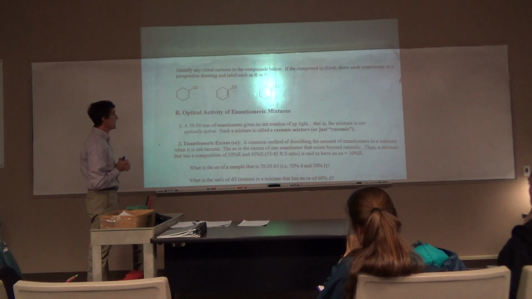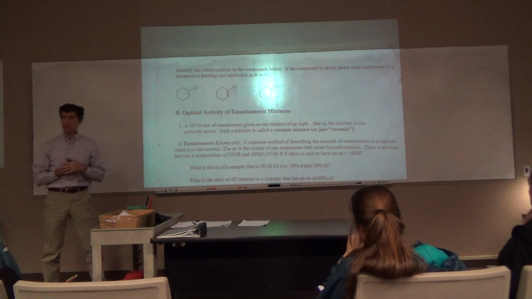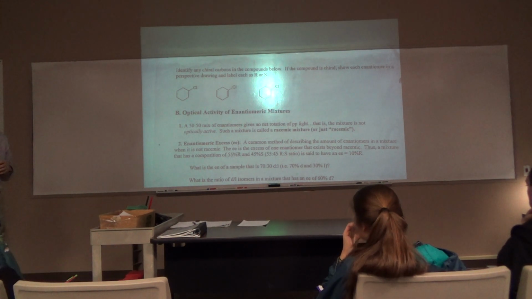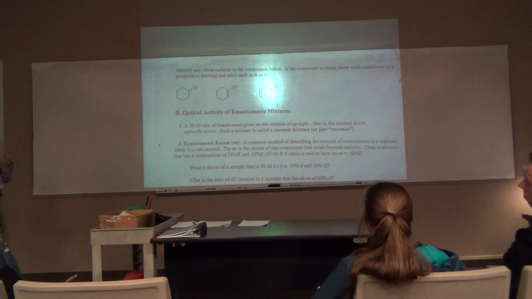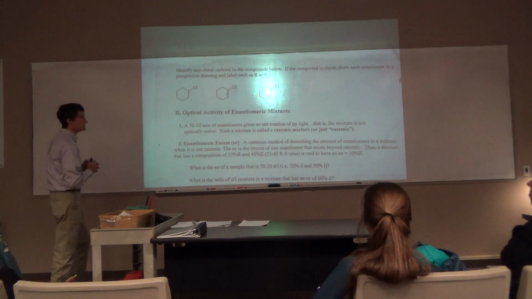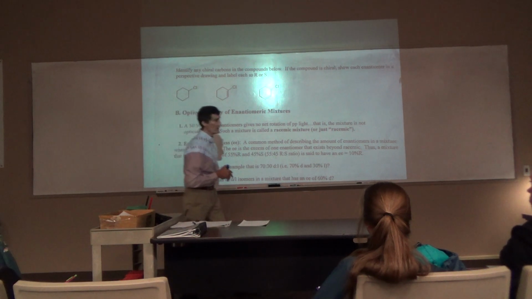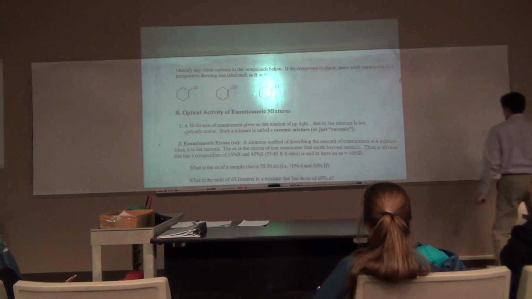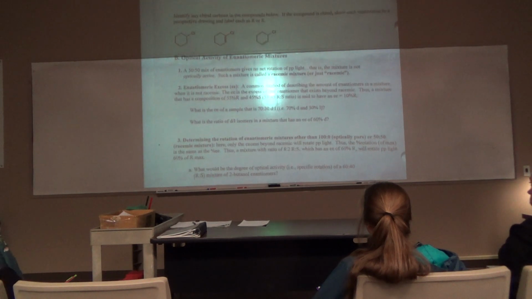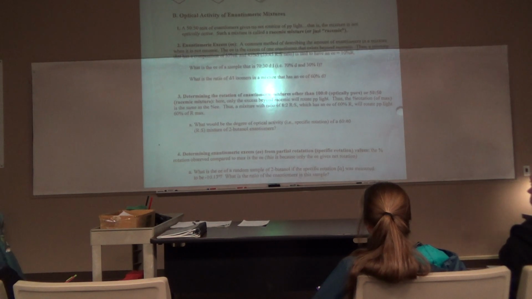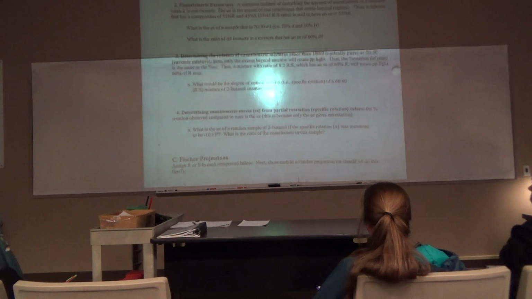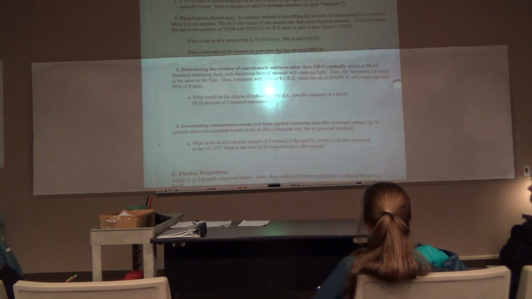Racemic mixture. But what about mixtures that are not 50-50 or 100-0? For example, what if you had 90-10? 90% one enantiomer and 10% of the other. What would its rotation be? That's what this is talking about down here. Please be looking at that. See what type of questions you have and make sure you're able to do those types of things down there. Any questions about those thus far?